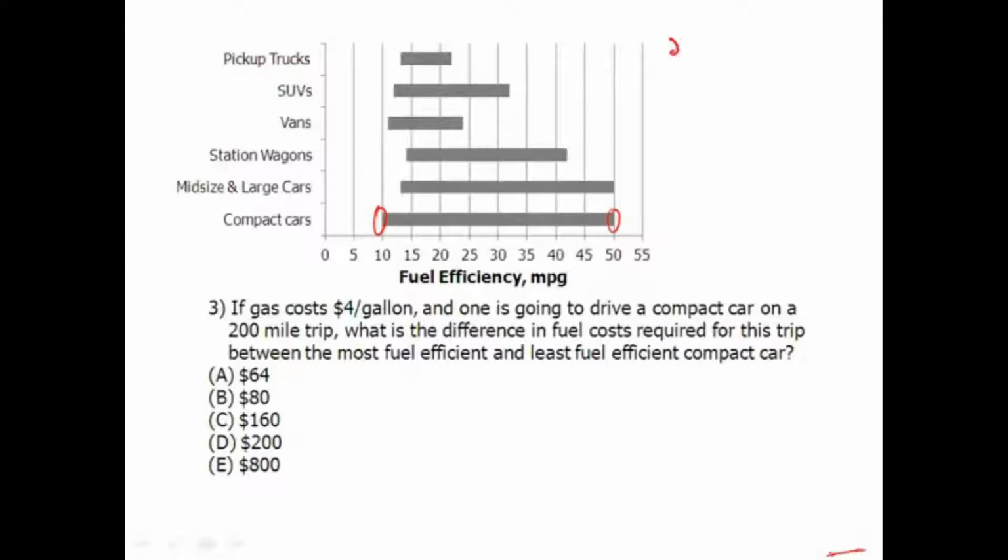So if you go 200 miles at 50 miles a gallon, all you're going to need is 4 gallons. Whereas if you go at 10 miles a gallon, what you're going to need is 20 gallons. Well, how much do each one of these cost? Well, 4 gallons at $4 a gallon costs $16. 20 gallons at $4 a gallon costs $80. The difference between 80 and 16 is 64, which is answer choice A.